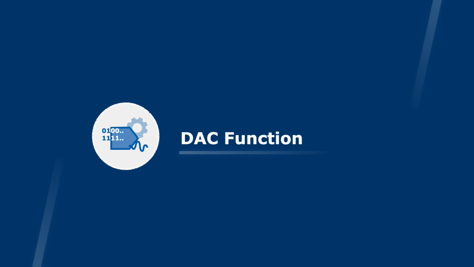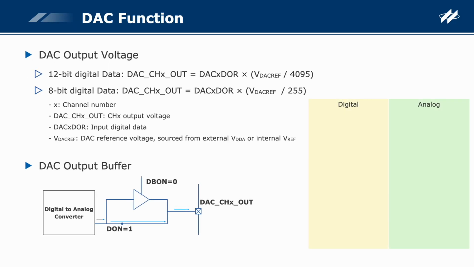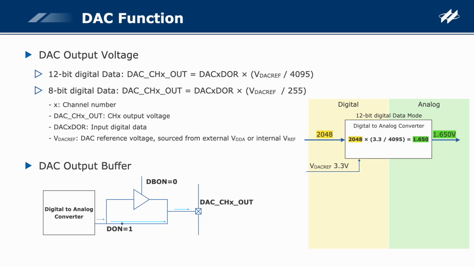DAC function. The DAC output voltage is calculated as follows. For the 12-bit digital data format, the output voltage is a 12-bit digital value multiplied by the reference voltage and divided by 4095. For example, input a value, half of 4096, 2048, and the reference voltage is 3.3 volt, thus the output voltage is half of the reference voltage, 1.650 volt.